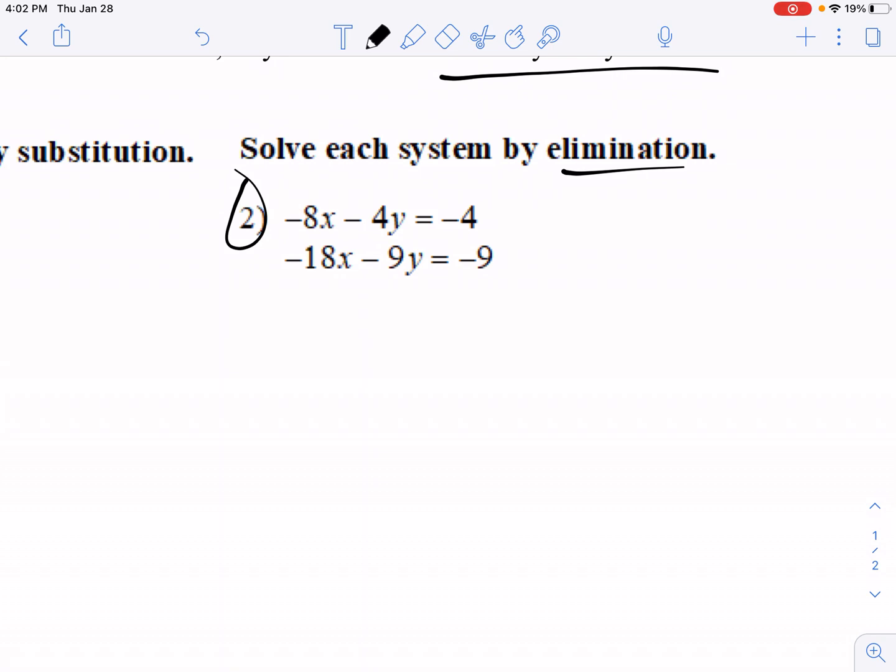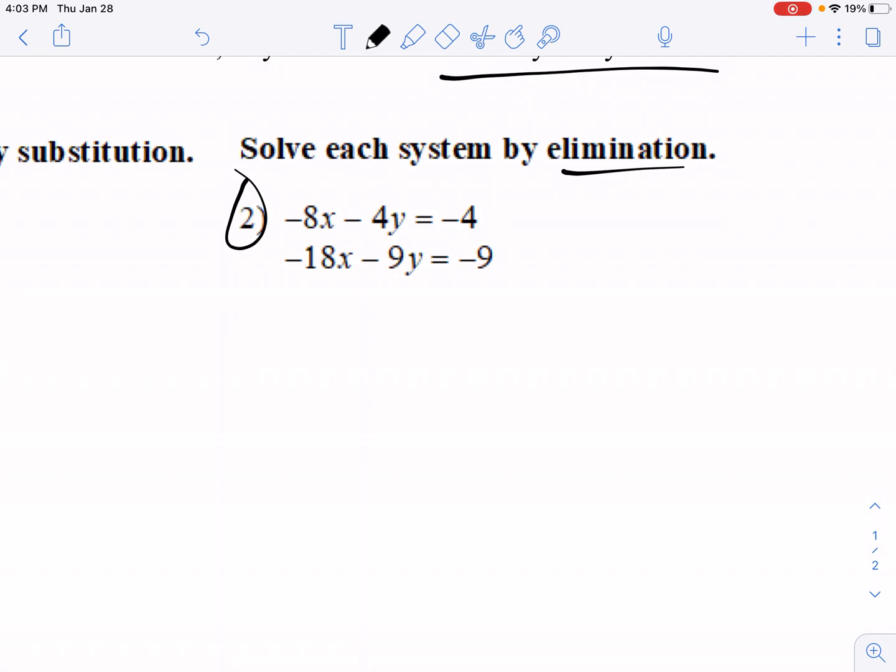Notice we have 8 and 18, 4 and, well, we should include the signs: negative 8, negative 18, negative 4, and negative 9. So in this case, we don't have opposite coefficients, okay? Now, we could try to create opposite coefficients by multiplying one of the equations by a constant. But even then, I don't see a case here where we could just multiply by one number. Instead, it looks like we're going to have to multiply both equations by a constant.